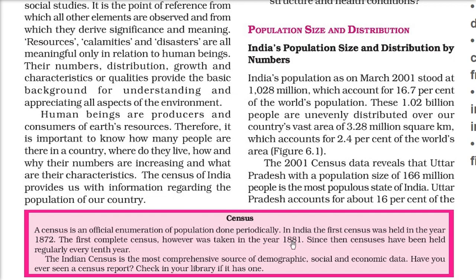So we call it 1881. After 1881, every 10th year, we said that it has to be periodic. So after 1881, every 10 years, the government conducts the census, right? And it is not just counting of the people.